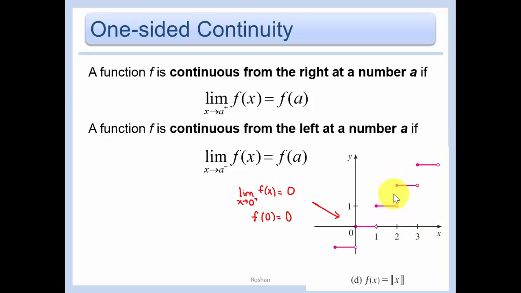Another example, let's just look at x equals 2 for a moment. What do we have there? We have the limit as x approaches 2 from the right is equal to 2, right? And what is f of 2? F of 2 is 2. And so we have that it's continuous from the right because the limit as x approaches 2 from the left, what is the limit as x approaches 2 from the left-hand side? That's 1. So it's not continuous at x equals 2, but it is continuous from the right only.